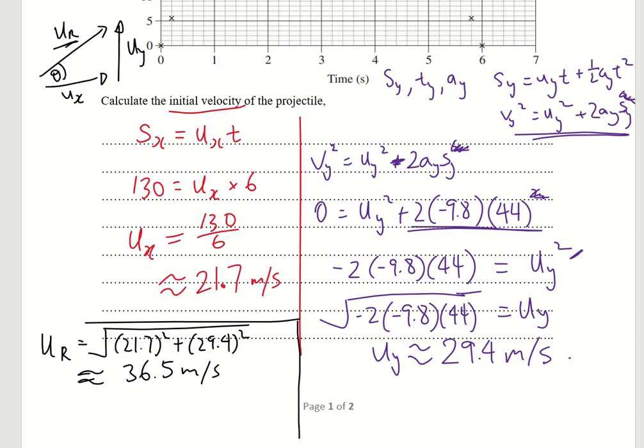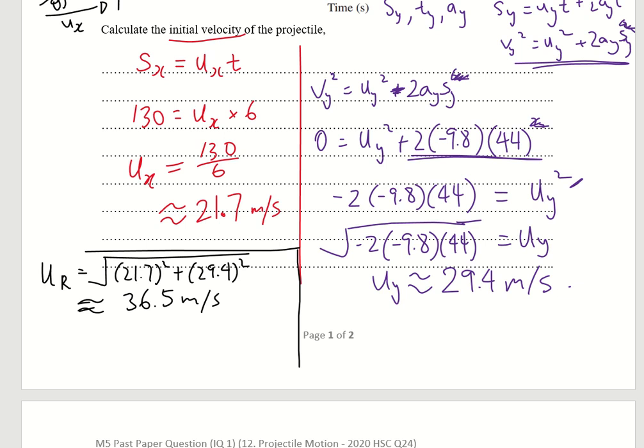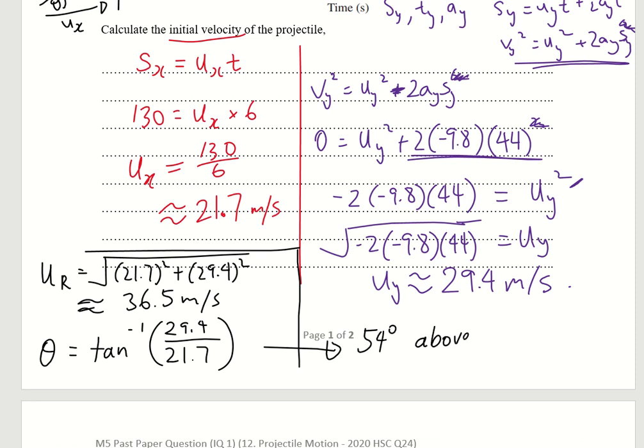Okay, the last bit is theta, and as I drew there, theta would be a tan ratio, so tan inverse of 29.4 over 21.7. So theta would be approximately 54 degrees above the horizontal. Okay, so we found our launch speed, or velocity, and we also found the angle at which it was launched. So that's how you do the question.